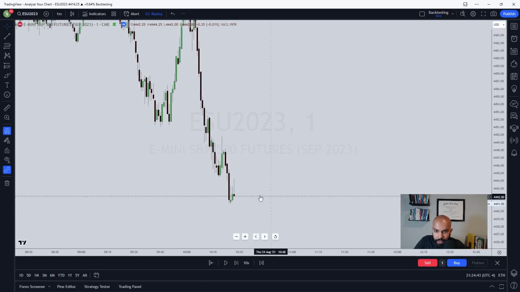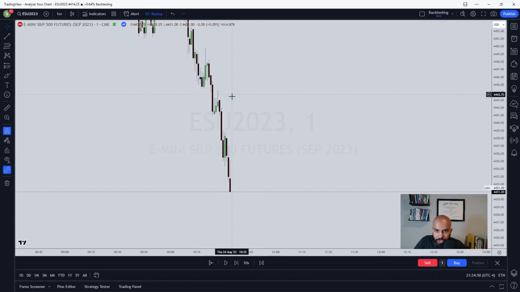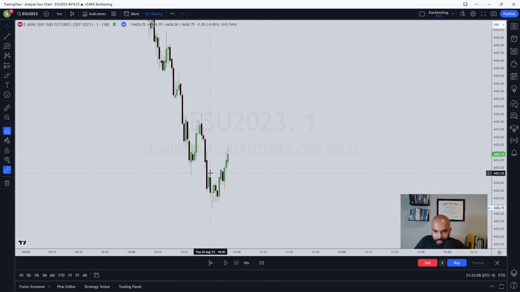Relative equal lows. Okay, so it takes it out, and it is almost at this order block. Geez, it's shooting down, and right here, still no entry model. So far it's 10:45, not a single trade on Thursday. Okay, took a low. I think it's a break of structure.